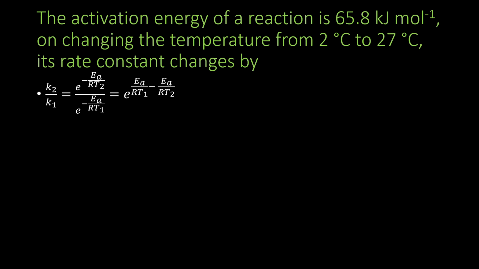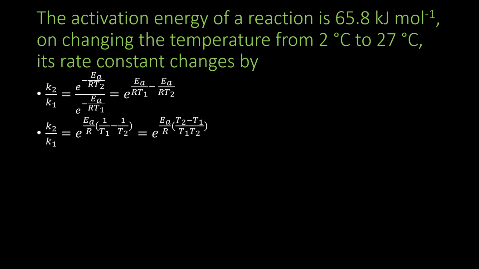exponentials, and we can rewrite the ratio K2 by K1 equals exponential of Ea by RT1 minus Ea by RT2. That expression can be further simplified or rewritten as K2 by K1 equals exponential of Ea by R times 1 by T1 minus 1 by T2. And you can take the LCM and rearrange it in this form if you like.